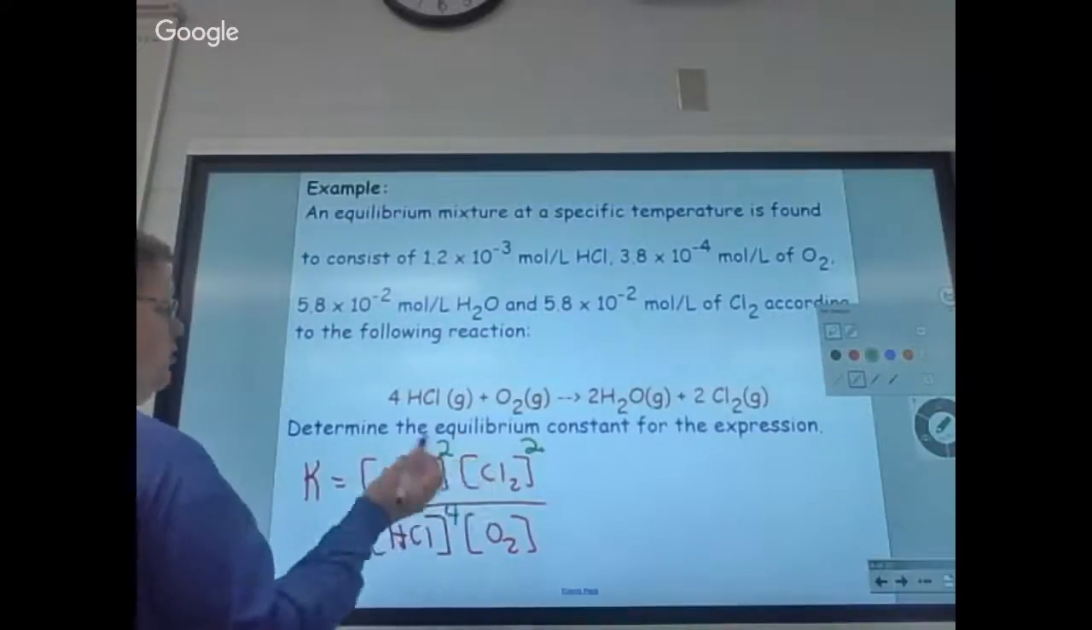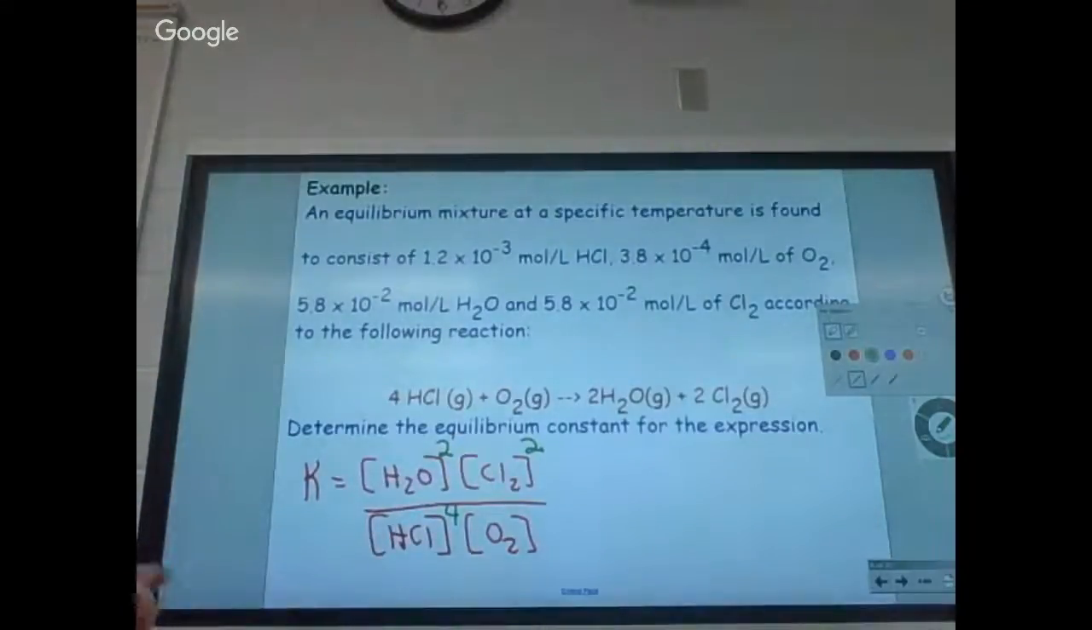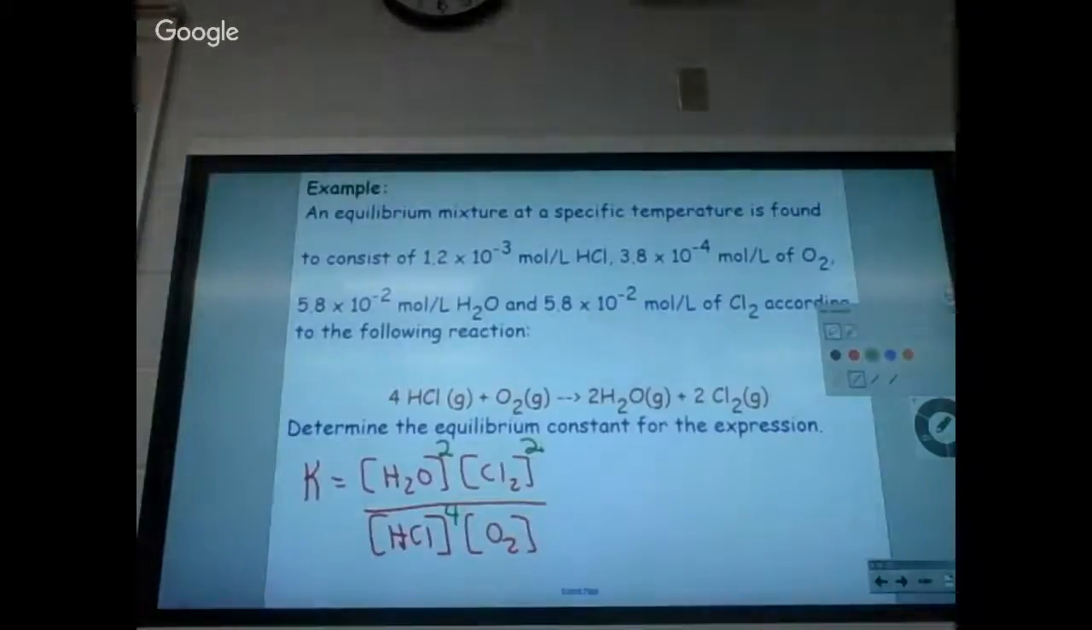It's 1, so we're not going to write anything. Are any of them solids or liquids that need to be marked out? No. All right. So that's all for writing the expression.